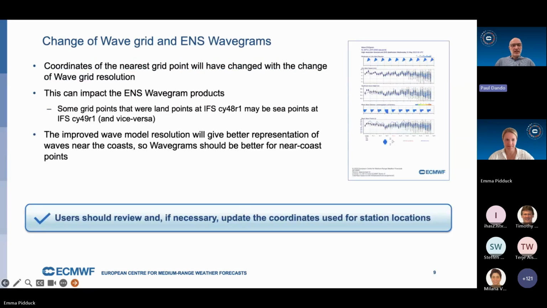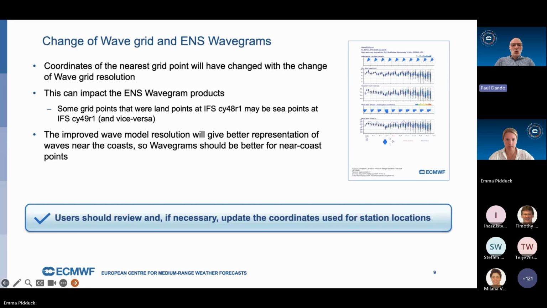Now, along with this change to the grid, there's going to be a potential impact on the ENS wavegrams. Now, the point here is that because we've changed the horizontal resolution of the wave model, the ENS wavegrams, which provide you with information on the parameters at a nearest grid point to a coordinate that you have entered, this nearest grid point is likely to have changed.